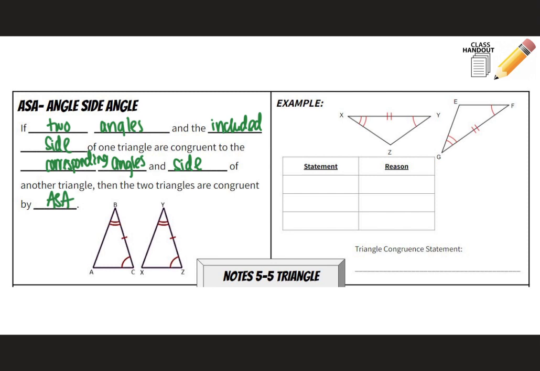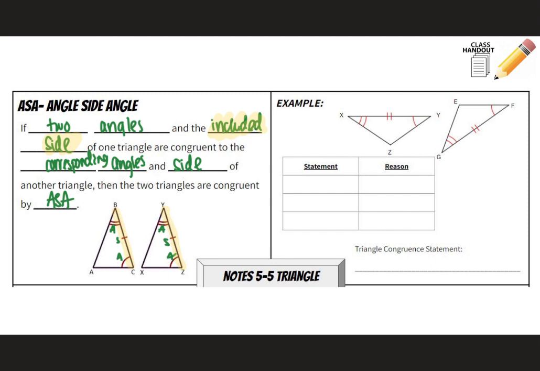In the previous problem we had an included angle. In this case, it has to be the included side, so the side between the 2 angles. On this picture, we can label what's given. That's ASA. And the included side is the side between the angles. It can't just be any side, it has to be the side between the angles. Okay, so let's take a look at our example.